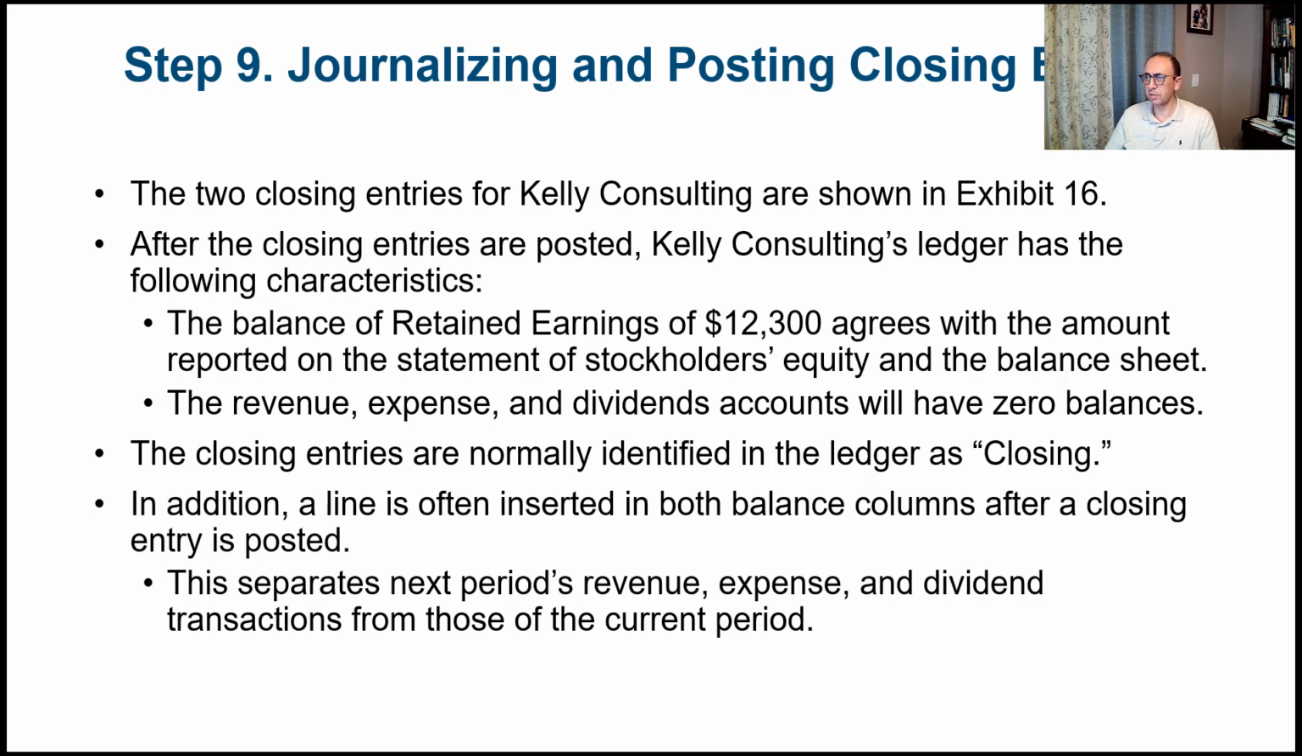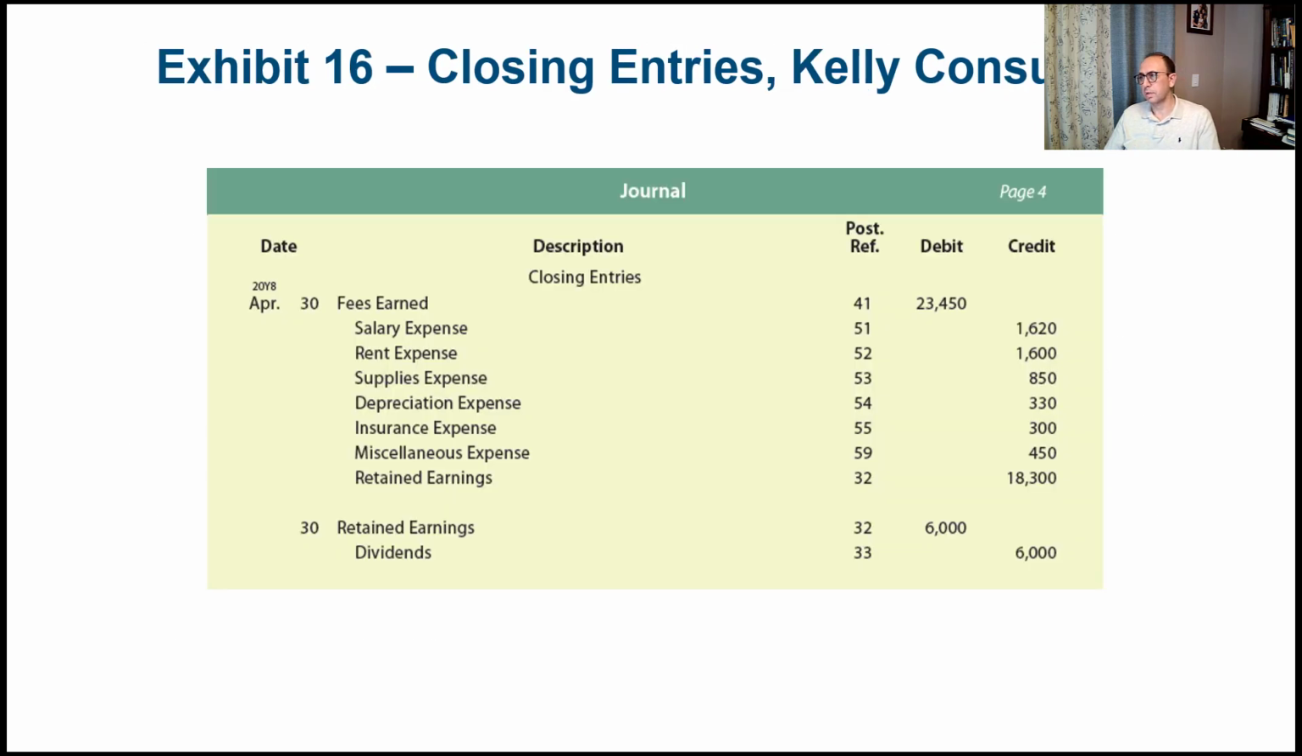You reset the values for revenues, expenses, and dividends. And now we have our journal entries, and remember it's two closing entries. One for revenues and expenses, you close them in retained earnings, and the second one is for dividends, where you credit dividends and you debit the retained earnings.